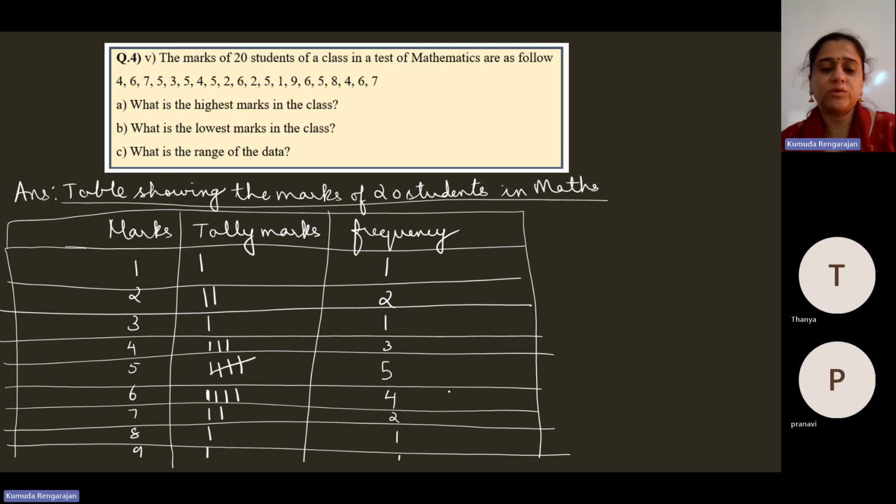So what is the highest frequency? Which is the highest frequency? 5 is the highest frequency and the corresponding value is 5. Sorry, no, that's not the question. What's the highest marks in the class? 9. What is the lowest marks in the class? 1. And what's the range? 8. 9 minus 1, 8.